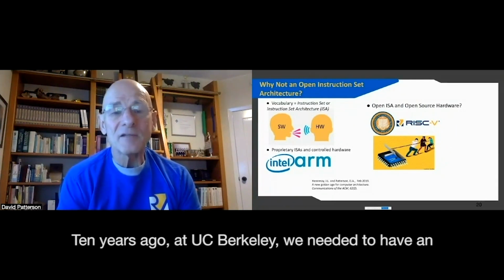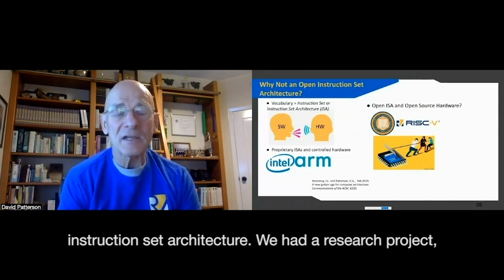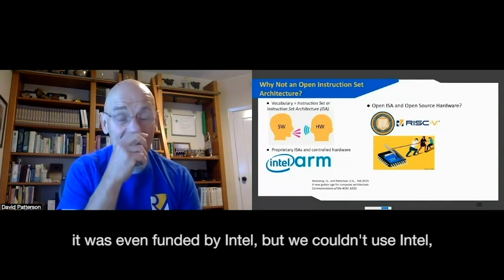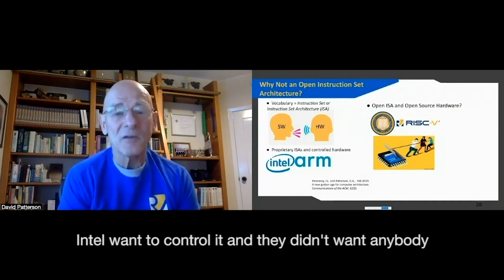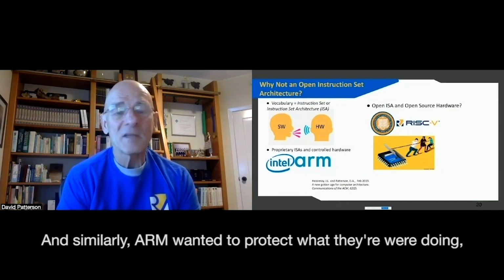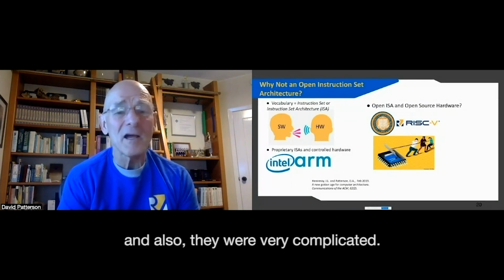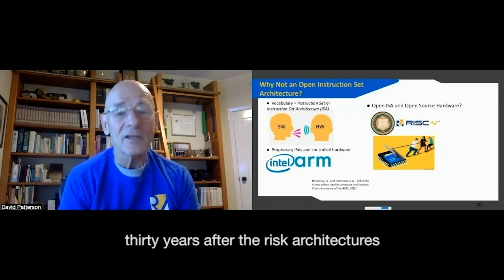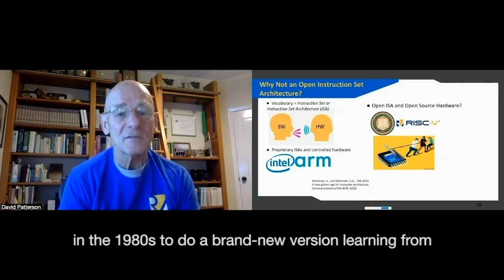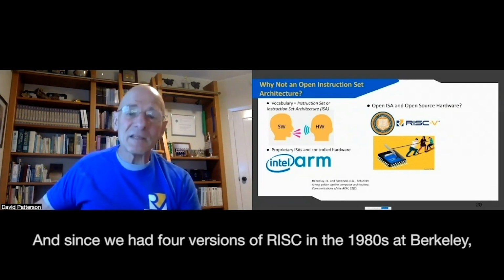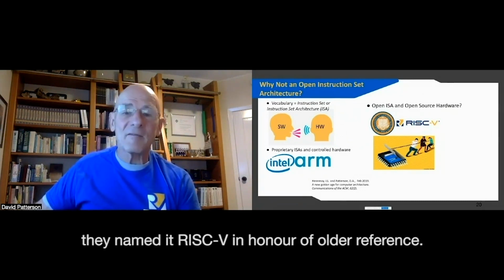10 years ago at UC Berkeley, we needed an instruction set architecture. We had a research project, it was even funded by Intel, but we couldn't use Intel. That was a proprietary instruction set. Intel wanted to control it, and they didn't want anybody using that instruction set, even research labs that they sponsored. And similarly, ARM wanted to protect what they're doing. And also they were very complicated. So we decided, 20, 30 years after the RISC architectures of the 1980s, to do a brand new version, learning from the mistakes of the past. And since we had 4 versions of RISC in the 1980s at Berkeley, they named it RISC-V in honor of those other efforts.